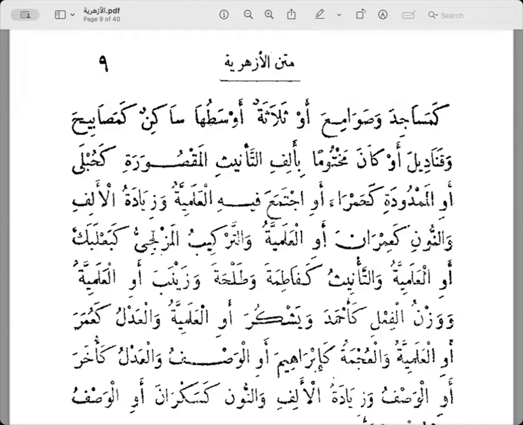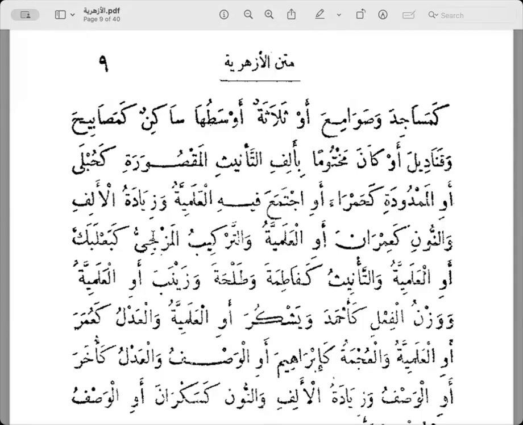in Lebanon. Al-Ba'li is from Lebanon. Isn't he one of the Hanabila? So and so Al-Ba'li, I think he's Lebanese. Yes, البعلي. Every lesson I have to mention something about Hanabila just to keep the crowd happy. كبعلبك. أو العلمية والتأنيث, a name that's feminine, weird, that's not normal. فاطمة وطلحة.